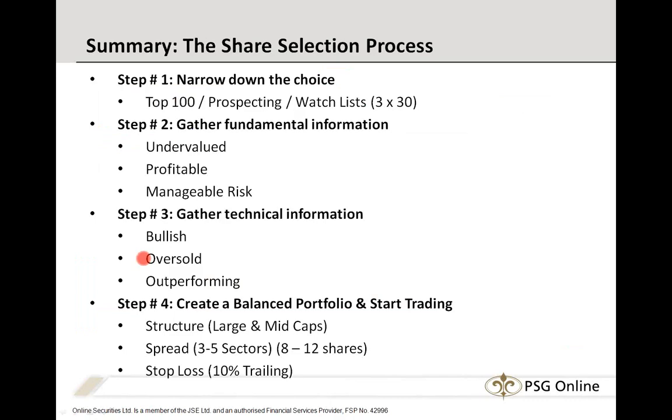Remember, narrow down the choice. I've looked at the top 100 companies when you're first learning about the market, but ultimately, if you can make money with the top 100, you can make money with any of the other 400 companies. Remember that the idea is to use 3 or 4 different criteria. I use 4 different strategies to help me prospect for opportunities. I scan the market using technicals. I scan the market using fundamentals.